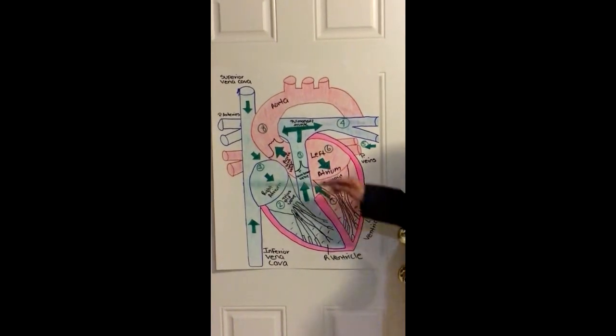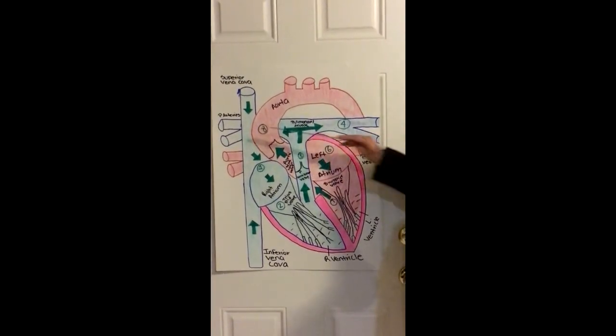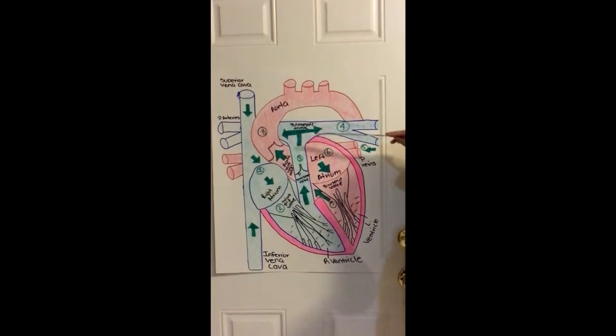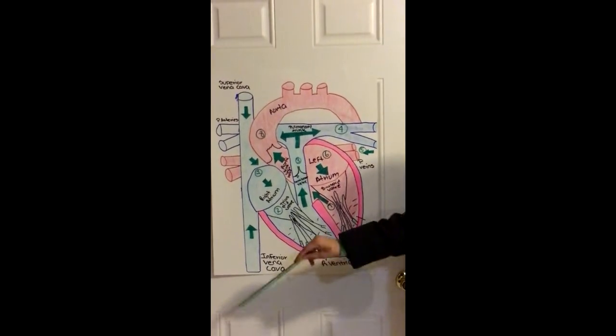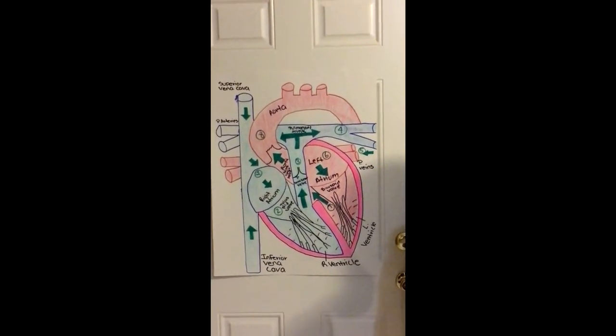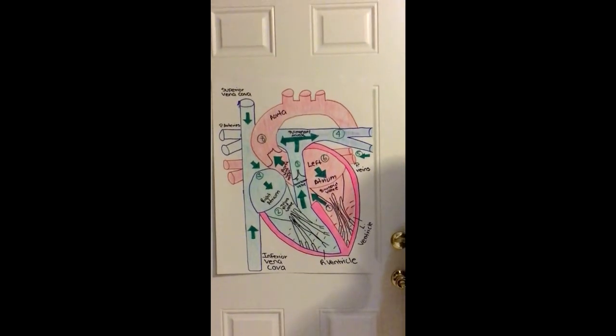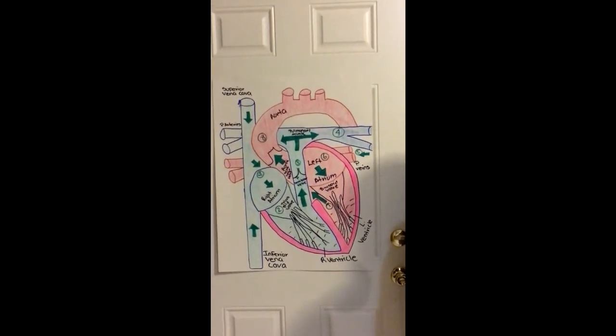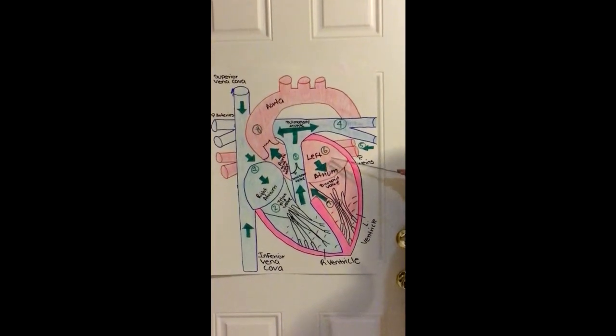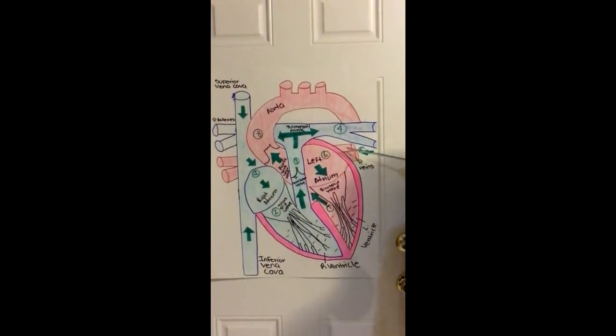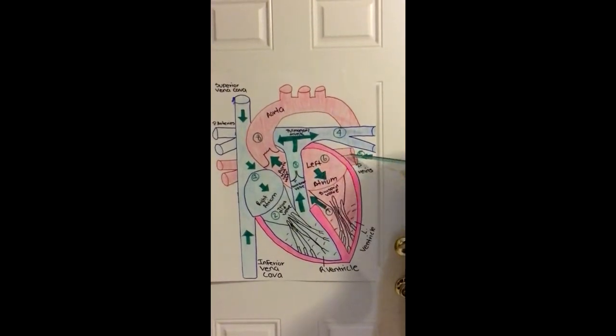The pulmonary trunk branches to form the right and left pulmonary arteries, which carry deoxygenated blood to the lungs, where carbon dioxide is released and oxygen is picked up. Blood returning from the lungs enters the left atrium through the pulmonary veins, carrying oxygenated blood.